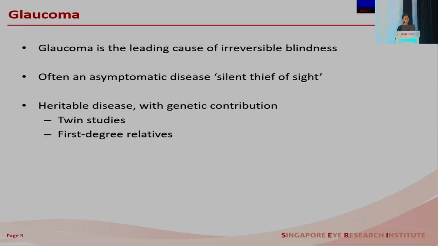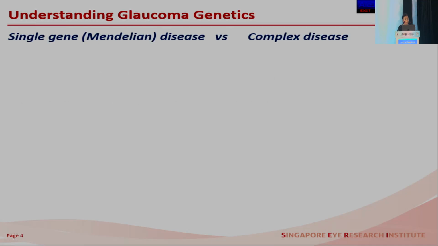So as we know from twin and family studies, glaucoma is a highly heritable disease with genetic predisposition. And glaucoma can occur at all ages, and it exhibits both a single gene or Mendelian disease inheritance pattern as well as a complex disease. So what's the difference between them?